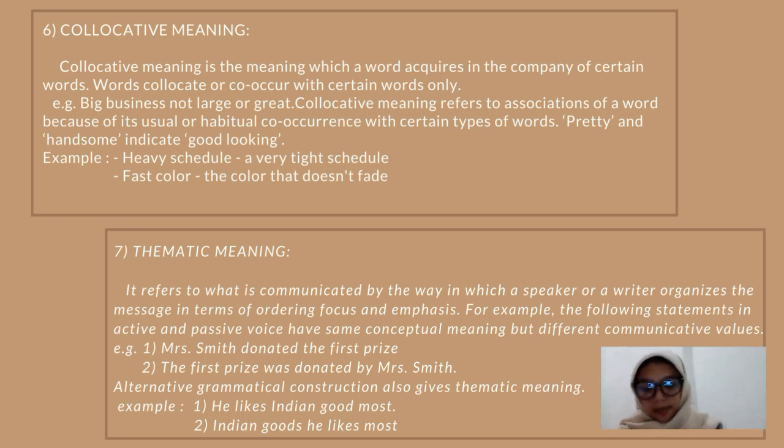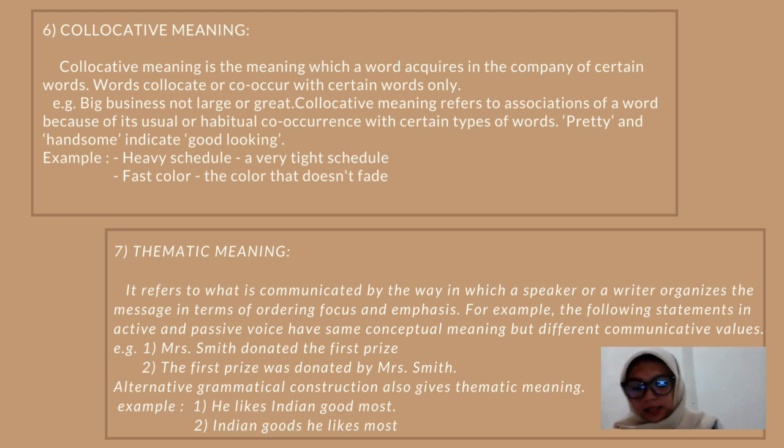And the seventh is thematic meaning. Thematic meaning refers to what is communicated by the way in which a speaker or writer organizes the message in terms of order, focus and emphasis. For example, the following statements in the active and passive voice have the same conceptual meaning but different communicative values. For example, "Mr. Smith donated the first prize," and then "The first prize was donated by Mr. Smith." In this case, the conclusion is that the meaning of this sentence is that Mr. Smith gave the first prize. So the communicative value differs but the conceptual meaning is the same.